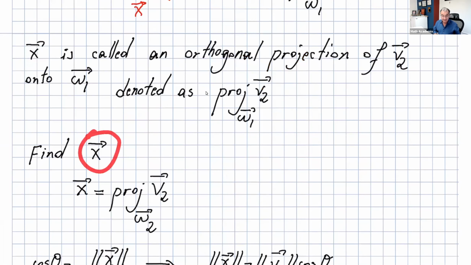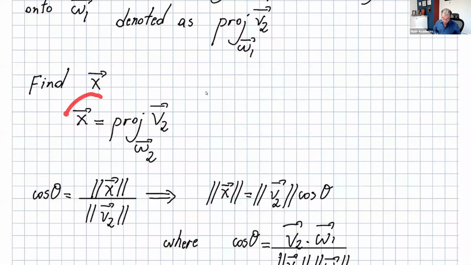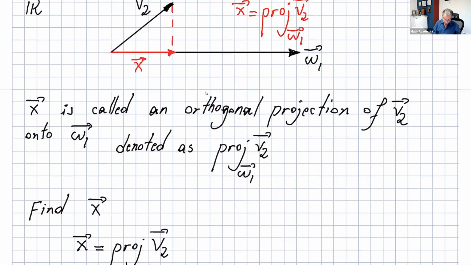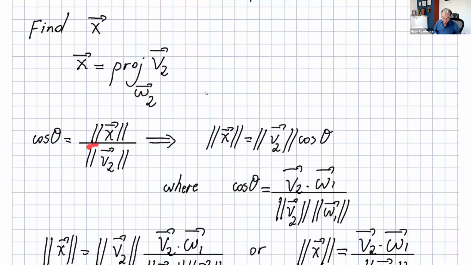Our goal is to find X first. So we start. You just write X, the orthogonal projection of V2 onto W1. Then you go to the angle. What is cosine theta? If I have the angle theta here, the cosine of that angle is going to be adjacent over hypotenuse, from trigonometry. So it's just the norm of that vector over the norm of that vector. It's going to be the norm of X divided by the norm of V2. You can isolate the norm of X by multiplying both sides by the norm of V2. So that's what you get.